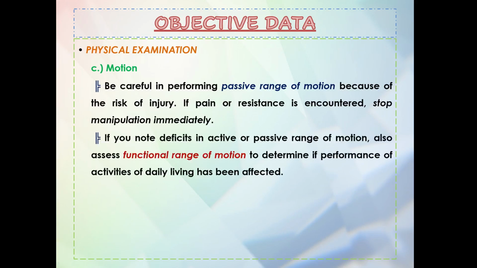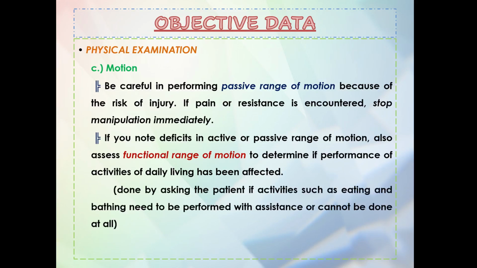If you note deficits in active or passive ROM, also assess functional ROM. So pag sinabing functional ROM, this is used to determine if performance of activities of daily living has been affected. So this is done by asking the patient if activities such as eating and bathing need to be performed with assistance or cannot be done at all. Ibig sabihin, kung nagagawa niya pa yung mga task niya, okay, yung mga activities of daily living. So it's like the functional ROM.